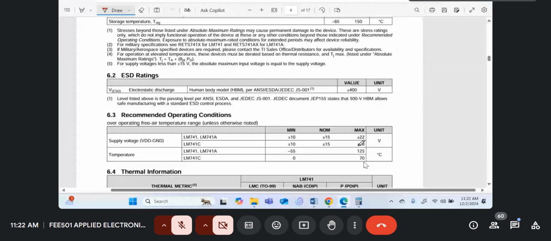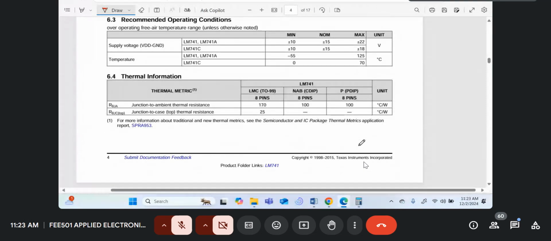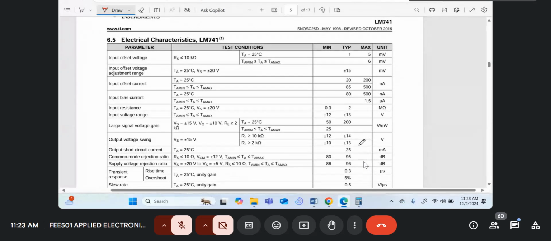I wanted to get the maximum recommended currents. Okay, it's here. So look at this. The output voltage swing maximum is plus minus 15 volts. Of course, for you to get plus minus 15 volts, you've got to use a VCC of at least plus minus 18 volts. And the output short circuit current at 25 degrees centigrade is 25 milliamps.